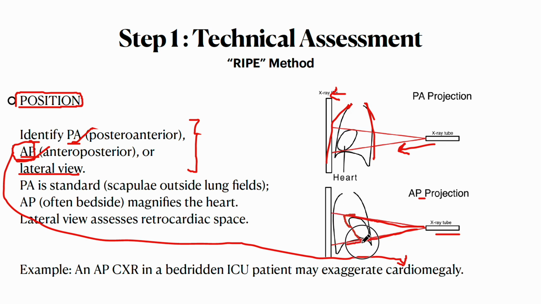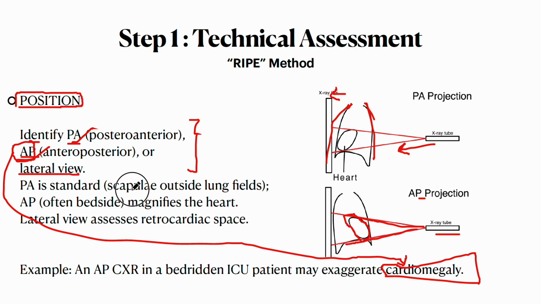So the heart is a little bit nearer in AP projection than in PA projection, so a little bit nearer to the X-ray tube. What actually happens is that it can mimic a false cardiomegaly, right? That is why PA view is actually preferred over AP view. And then lateral view, we'll talk about that.